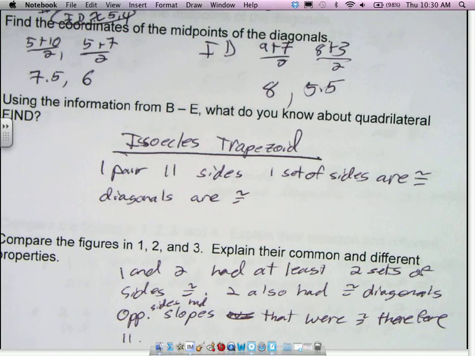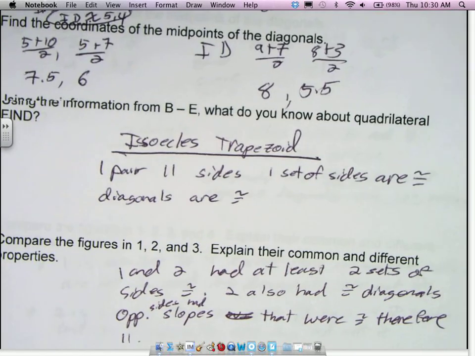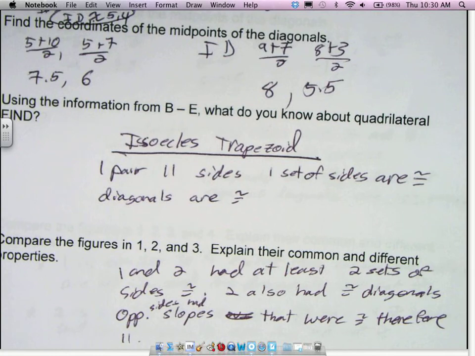And Ms. Murphy, what's that last fraction? For G, for this one? Yeah. It says 1 and 2 had at least 2 sets of congruent sides. 2 also had congruent diagonals. Opposite sides had slopes that were congruent, therefore parallel. So there ain't no fraction? No fractions.